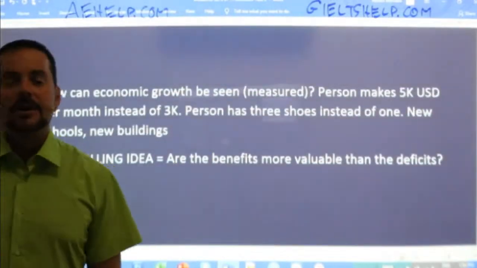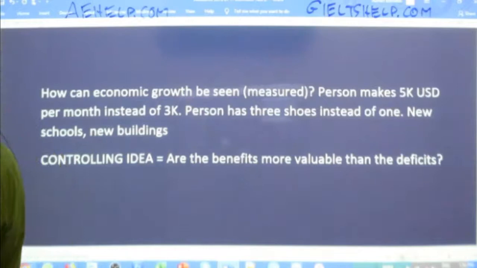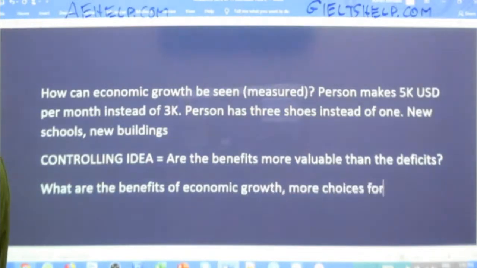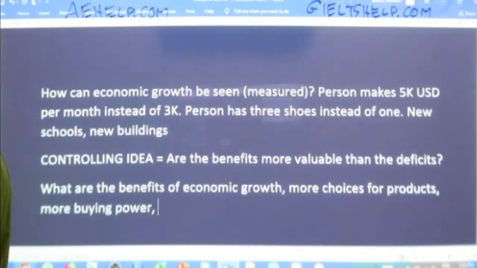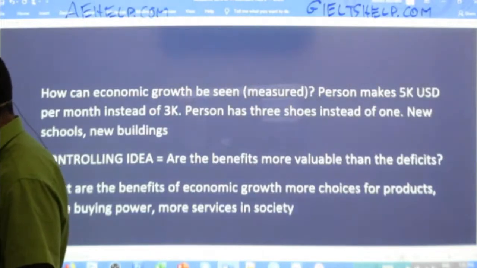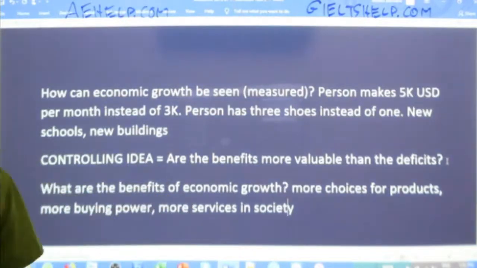Okay, now if it makes you feel comfortable, you can ask that question again, or you can just use what you have already. So what are the benefits of economic growth? More choices for products, more buying power, more services in society. Right? That's the answer. So more choices for products, more buying power, more services in society, right?